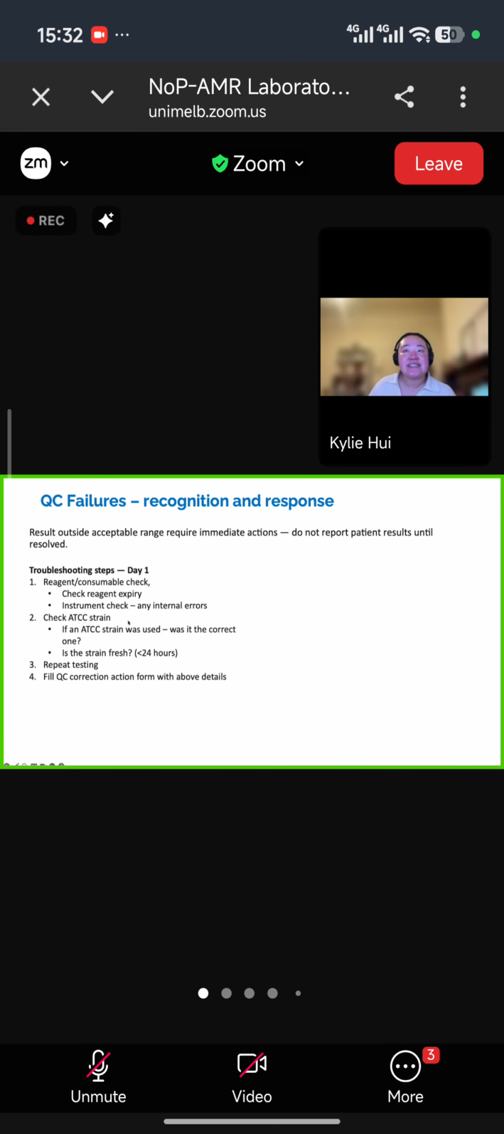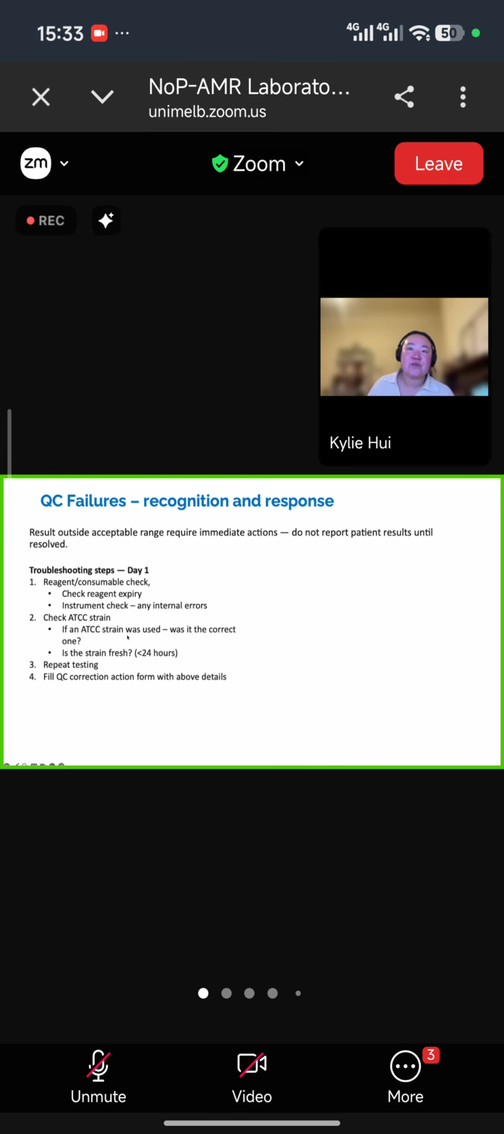We want to check the ATCC strain. If there was an ATCC strain that was used, is it the correct one? Sometimes there are a lot of ATCC strains and sometimes it gets mixed up in the laboratory. So ensuring that the correct ATCC strain was used is really important. And also, is it a fresh strain? So has it been freshly subbed out? Is it less than 24 hours? That's something that you need to think about.